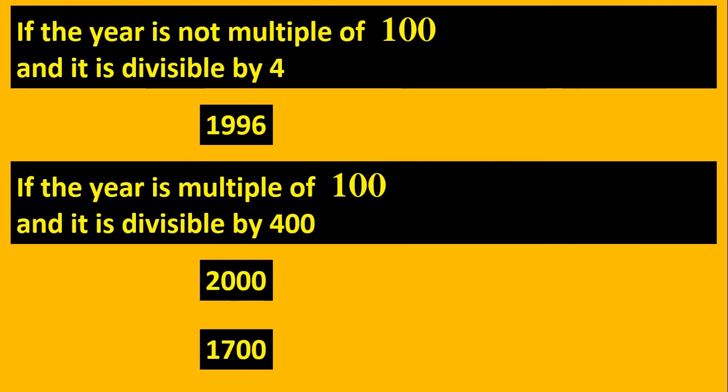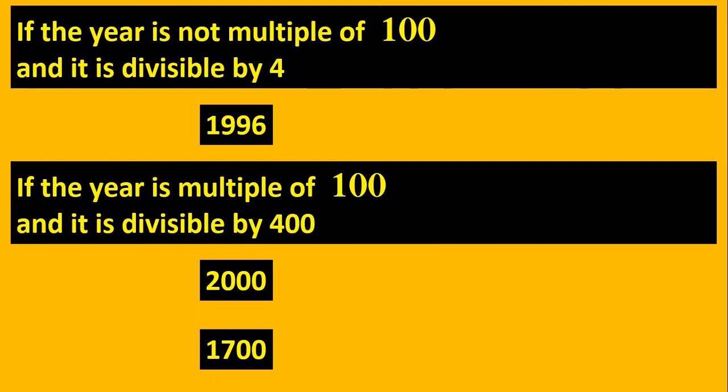As a summary, if you are given a year, what you have to do is you have to check whether it is multiple of 100 or not. Then if it is not a multiple of 100, you have to check whether it is divisible by 4 or not. If it is divisible by 4, it is a leap year. If it is not divisible by 4, it is not a leap year. Then the second stage, if the year is multiple of 100, we have to check whether it is divisible by 400. If it is multiple of 100 and it is divisible by 400, definitely it is a leap year. But if it is multiple of 100 and it is not divisible by 400, it is not a leap year.